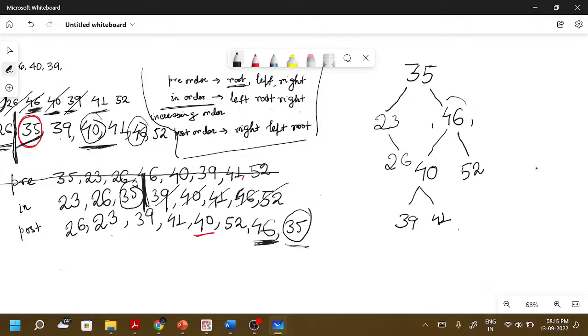Okay, from the post order tree, our one root is 40, 46, and another root is 23. Okay, is it clear?